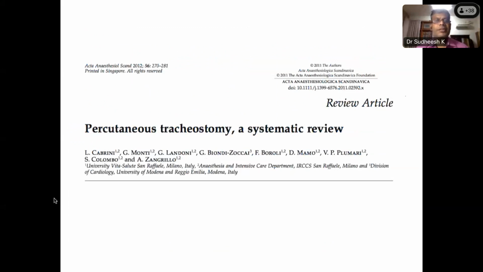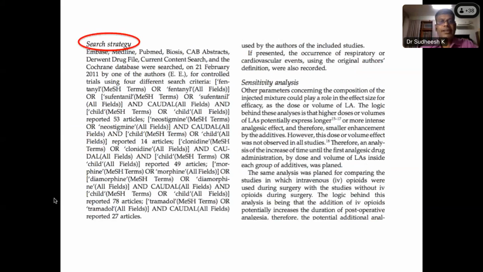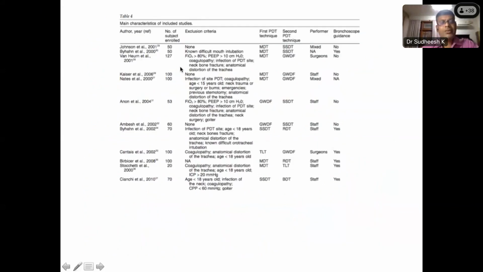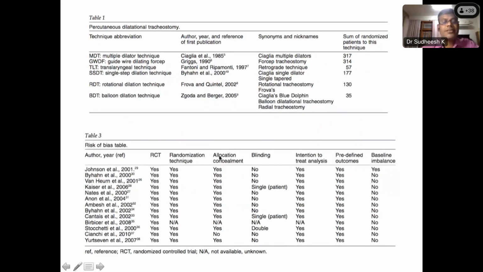In this review article, you can see they have mentioned the search strategy, the various search engines from where they collected the data, and what kind of articles they selected. Then they check whether the studies are RCT or observational, whether randomization, allocation concealment and blinding were followed, whether intention to treat analysis was considered, whether outcomes were predefined or defined later, or whether there was a baseline impact. So they went through so many aspects. They critically analyze each article, and based on that they come to a conclusion. They also mention how many patients were involved, the inclusion and exclusion criteria, who did the study, and what the outcome was.